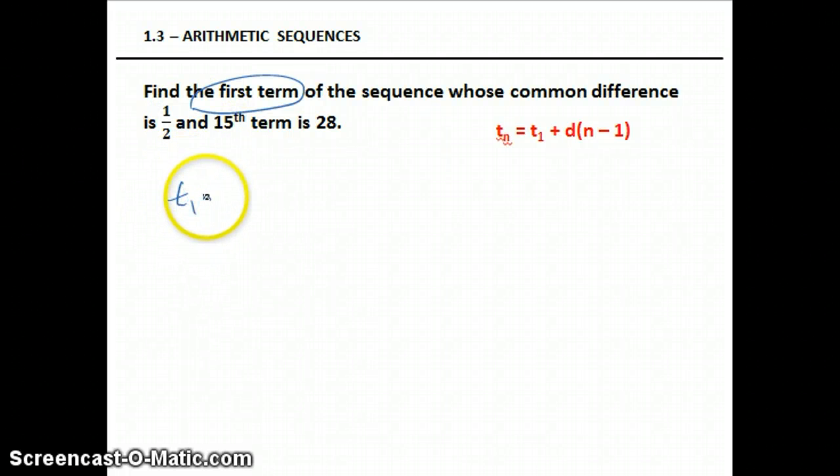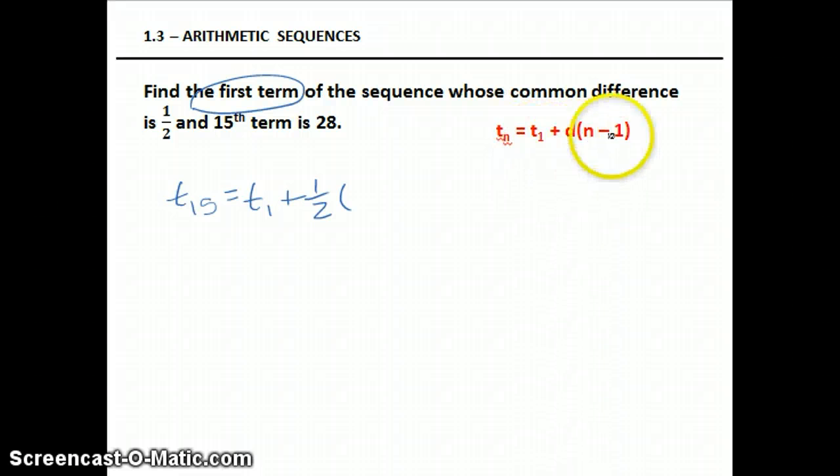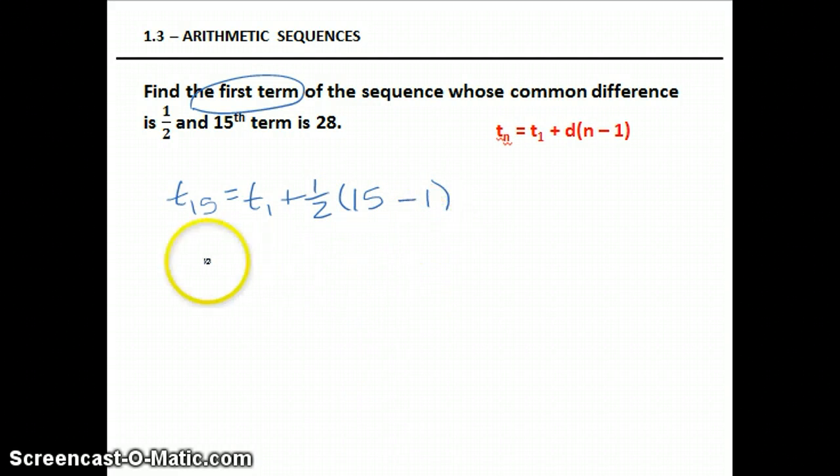First, I'm going to say I know the 15th term. Now, I'm looking for the first term. My common difference is 1/2. I know that my n is 15 because we have t sub 15, so it's going to be 15 minus 1. Still looking for my first term, but I can't have two variables here that I don't know. But they've given me that the 15th term is 28. So all I need to do is plug that in.